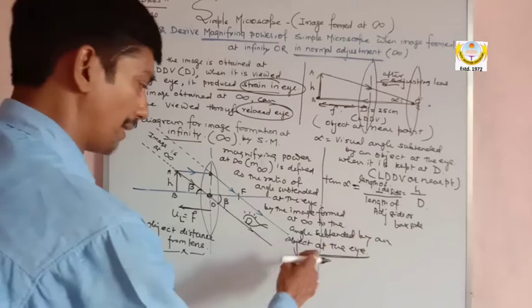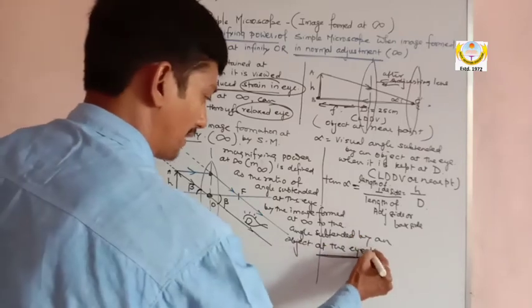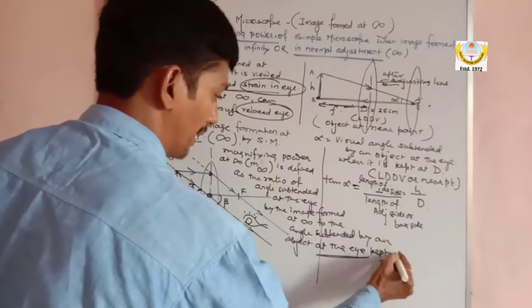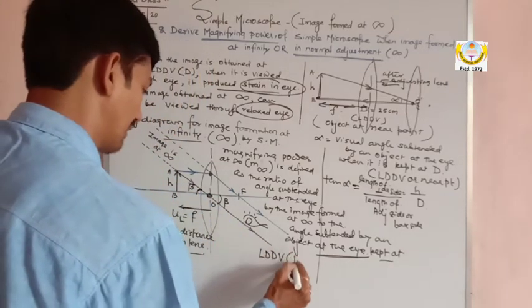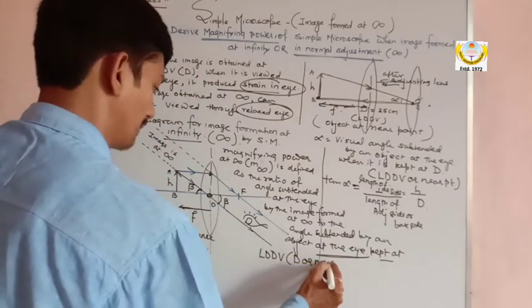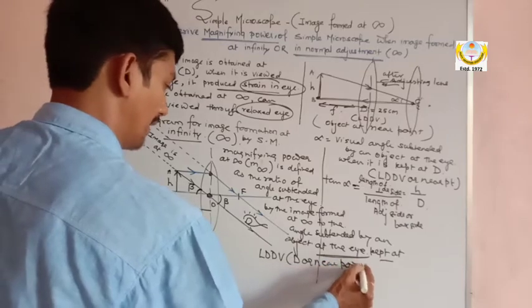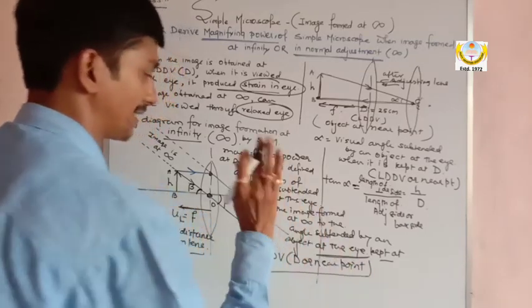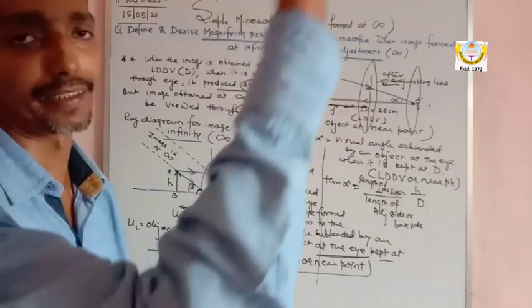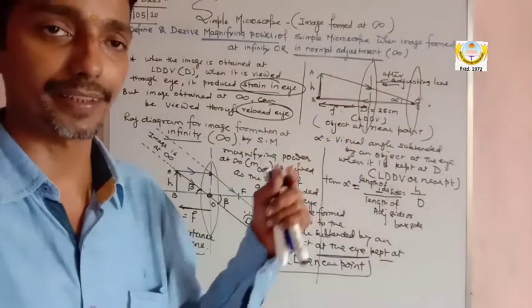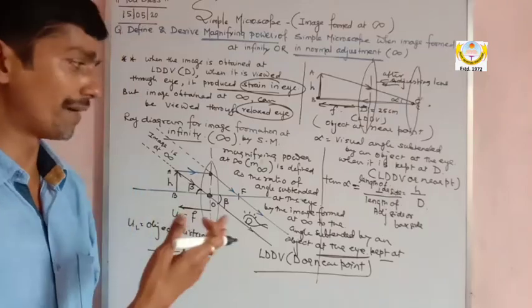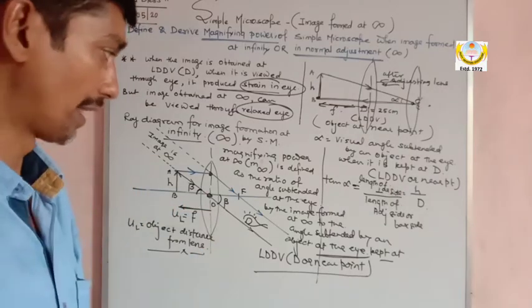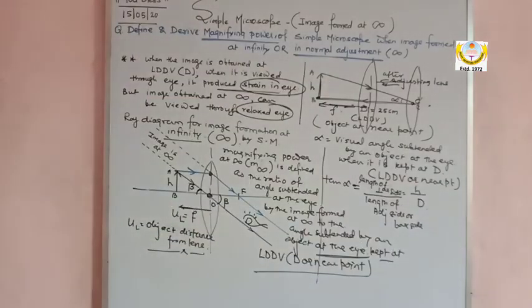Subtended by an object at the eye, capped at LDDV, this line is important, capped at LDDV, that is D or near. This is fixed, in all four cases I said, except the telescope because there the object will be at infinity, a distant object. Keep the concept so that you don't lose marks. Okay, so now substitute the values here.